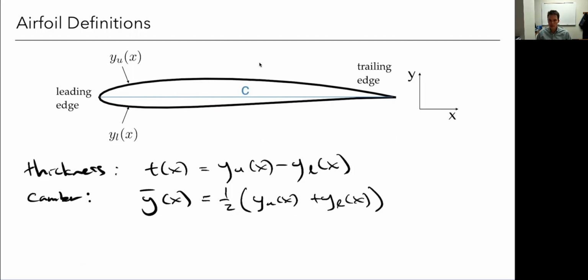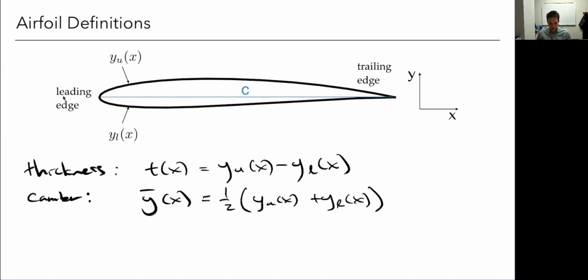Sometimes when we say thickness or camber, we actually mean the maximum thickness or the maximum camber. And especially with thickness, that's what we usually mean. So when we say an airfoil is 12% thick, we mean that the maximum thickness relative to the chord is 12% or 0.12. But for our purposes here, we're interested in distributions. So I could define the airfoil either way in terms of upper and lower, or more typically, we'll define in terms of thickness and camber. That'll be useful for our derivation today.